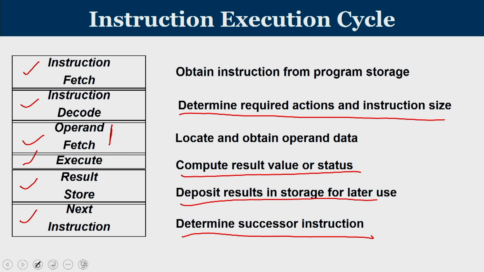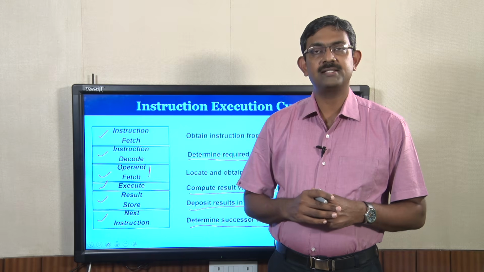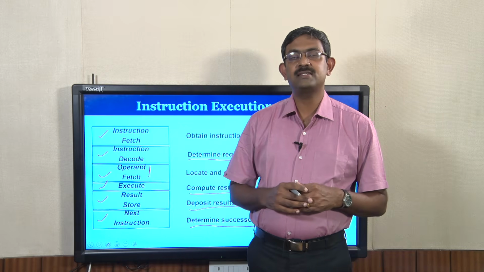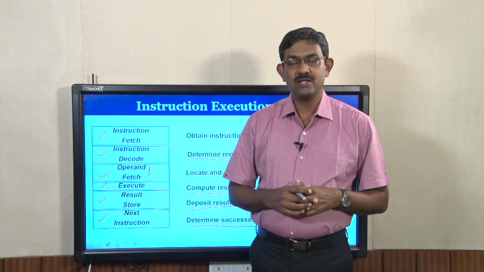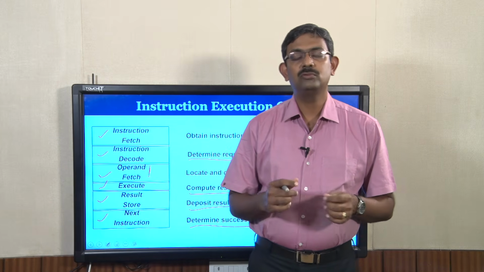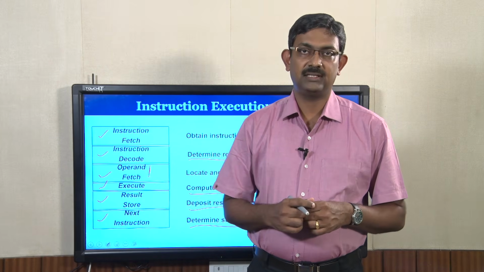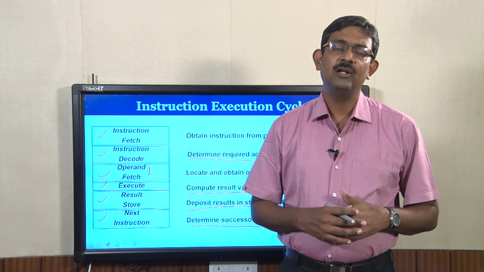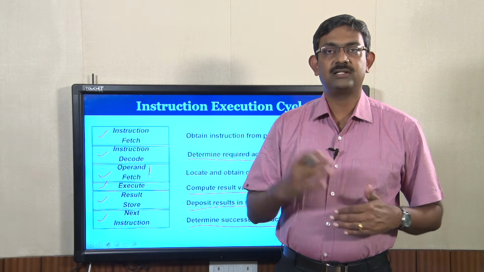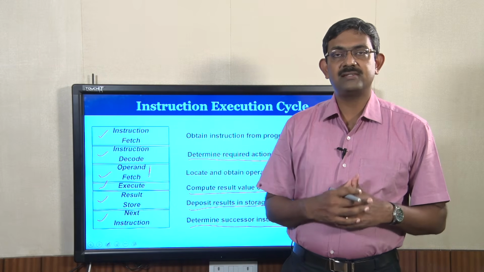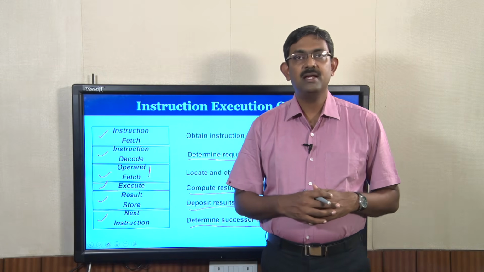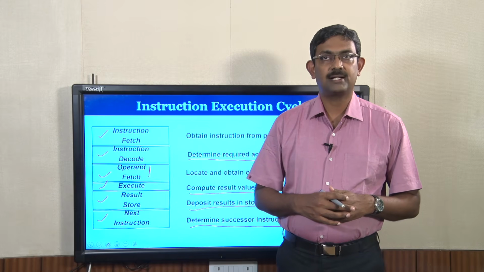If it is a normal sequencing operation, then the successor instruction is the very next instruction of the current instruction. If the current instruction is a branch, then depending on the outcome of the branch operation, we have to find out what is the next instruction. It can be either the adjacent instruction or it will be a target instruction which is specified as part of the instruction. So, these are the various stages that are associated with execution of a single instruction.